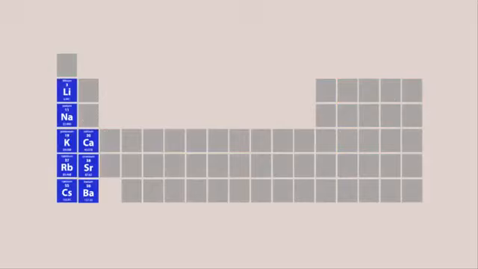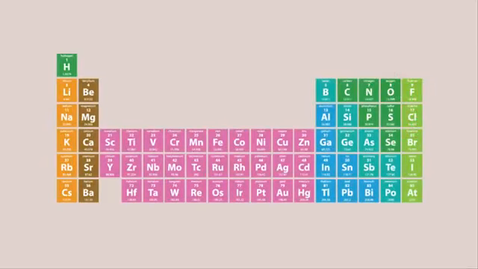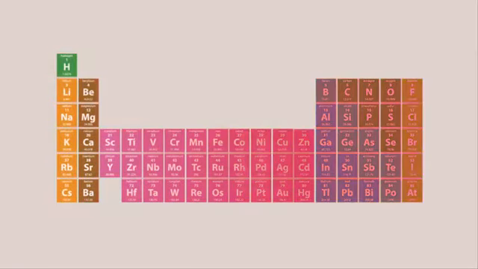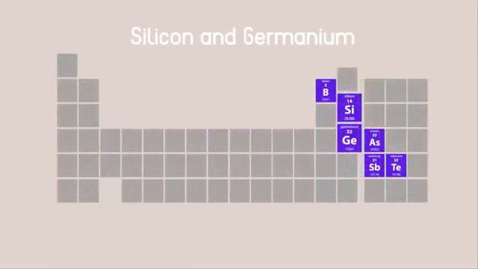Here are all the very reactive metals, like potassium. Here are all the very reactive nonmetals, like oxygen and chlorine. In between, the elements gradually change from being metallic to non-metallic, with some, like silicon and germanium, neither one nor the other.